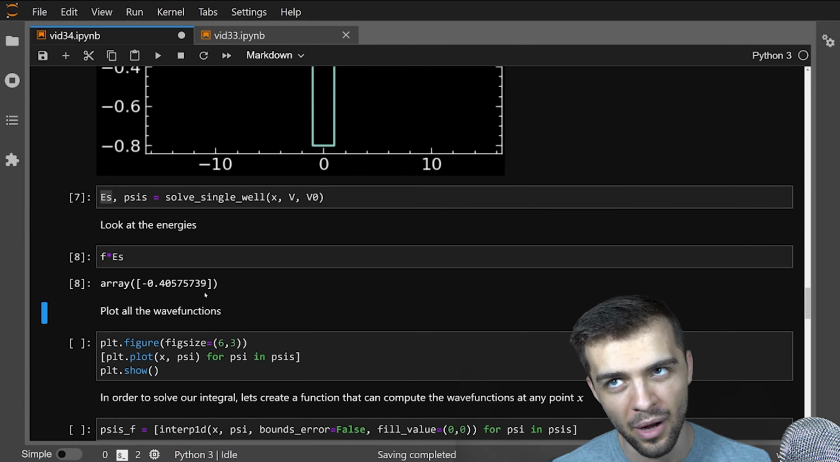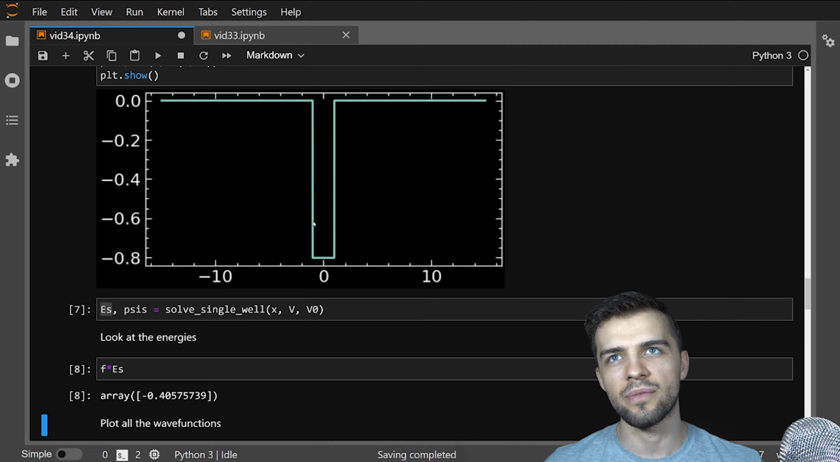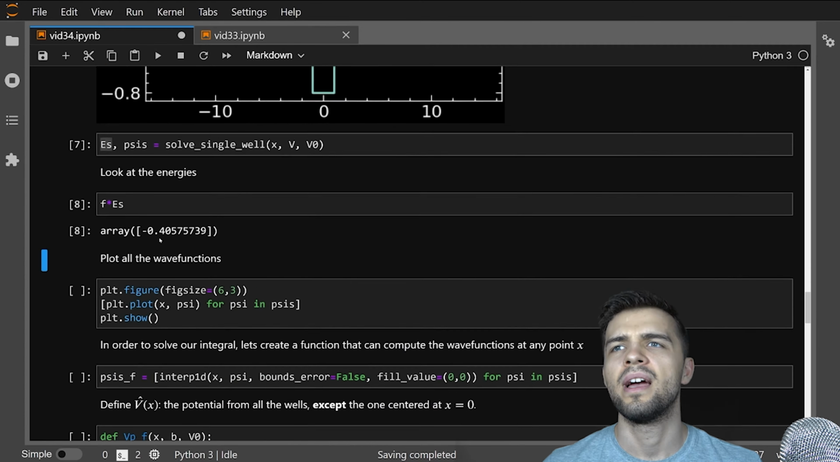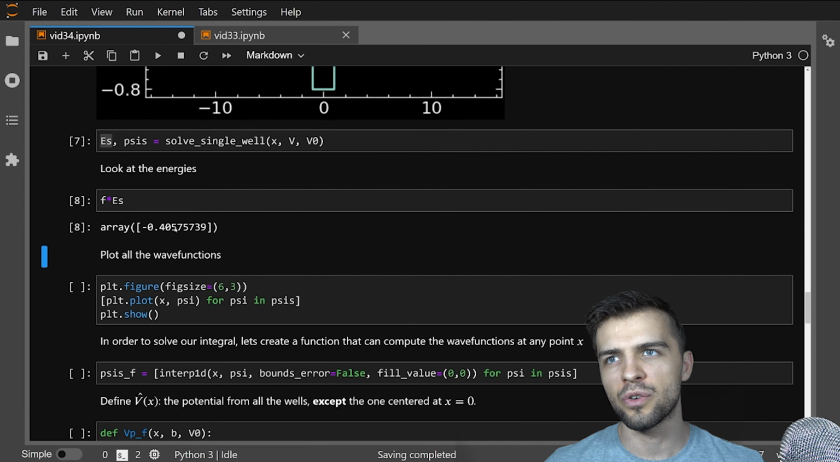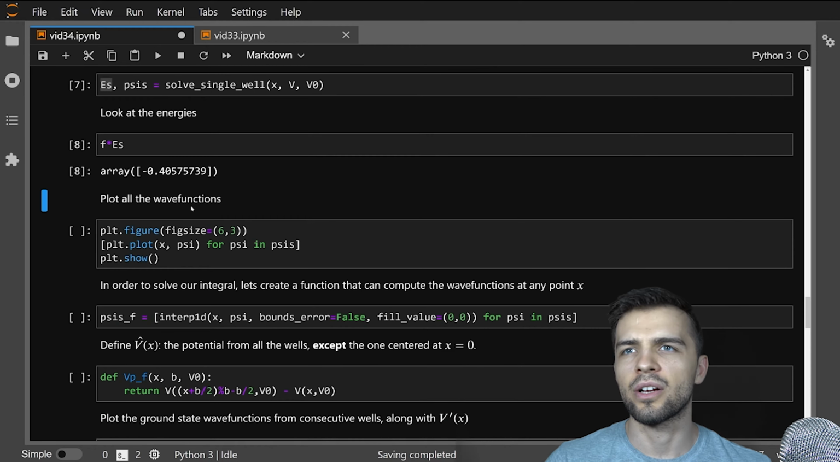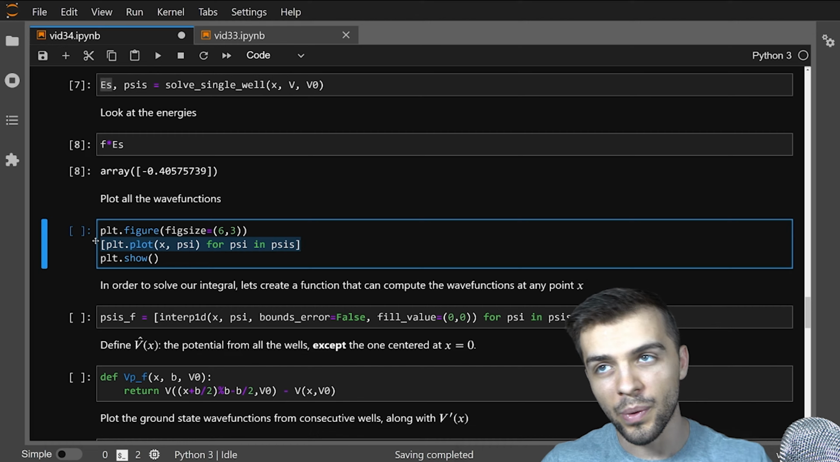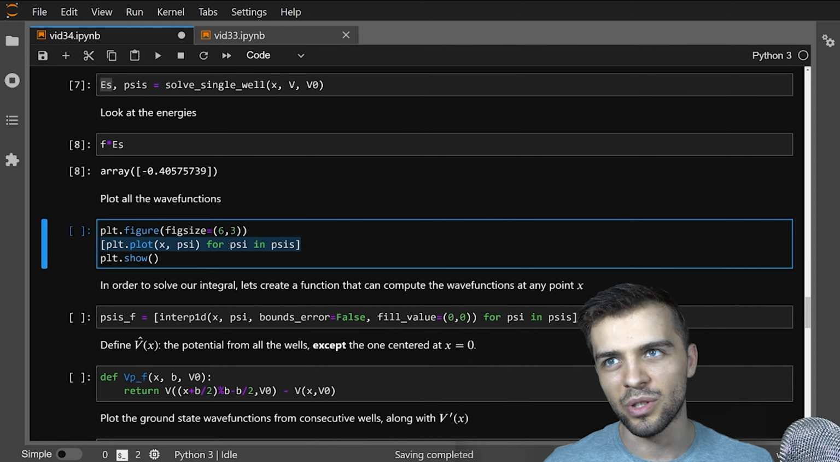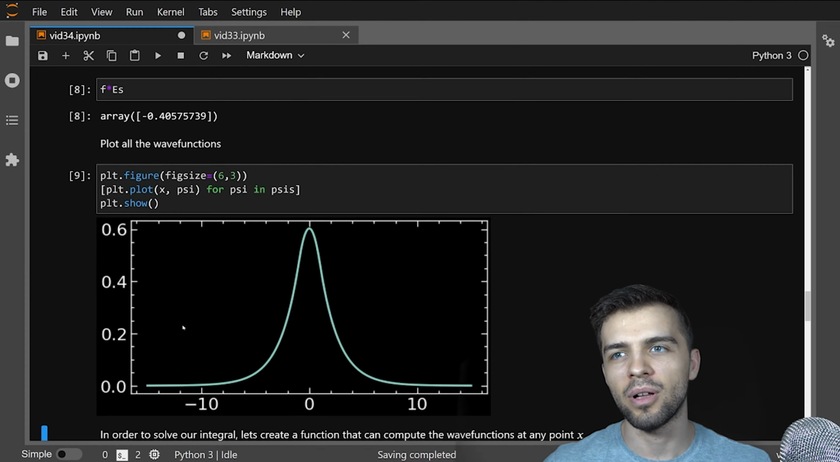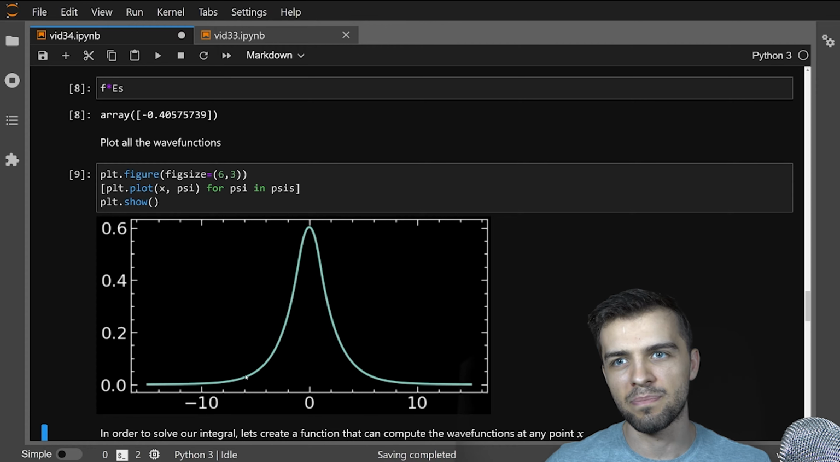There's a single bound state for this well because it's not very deep compared to its width. And I have minus 0.405 electron volts. I can also plot the wave functions. So the way that I'm plotting it here is I loop through all the wave functions and plot them. In this case, there's only one wave function. So I plot it and it looks like this. So it's basically just bound inside the well like this.